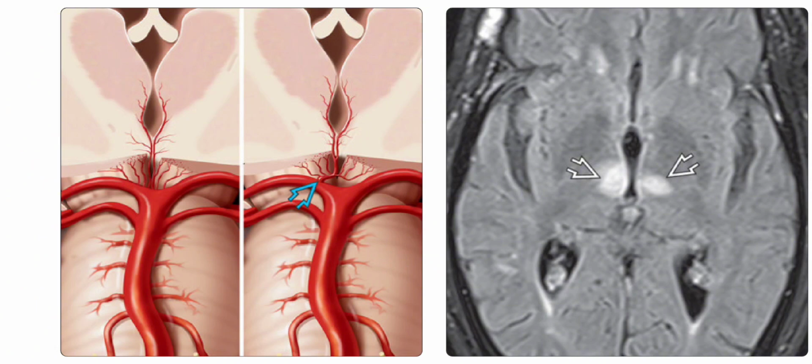Right image is the axial FLAIR MRI, and it shows the hyperintensity in the bilateral medial thalami related to an acute artery of Percheron infarct. Extension to the medial midbrain is often present.